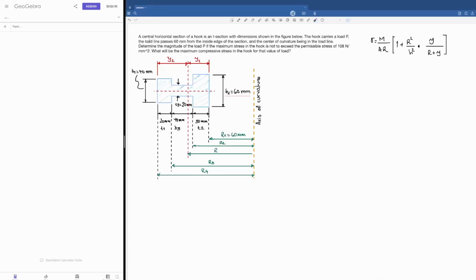The problem states that a central horizontal section of a hook is a nice section with dimensions shown in the figure below this one here. This is a nice section here. The hook carries a load P. The load line passes 60 millimeters from the inside edge of the section, meaning this one here.